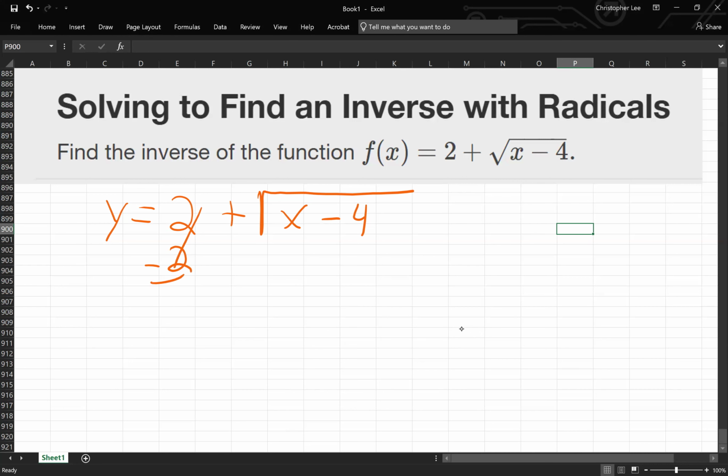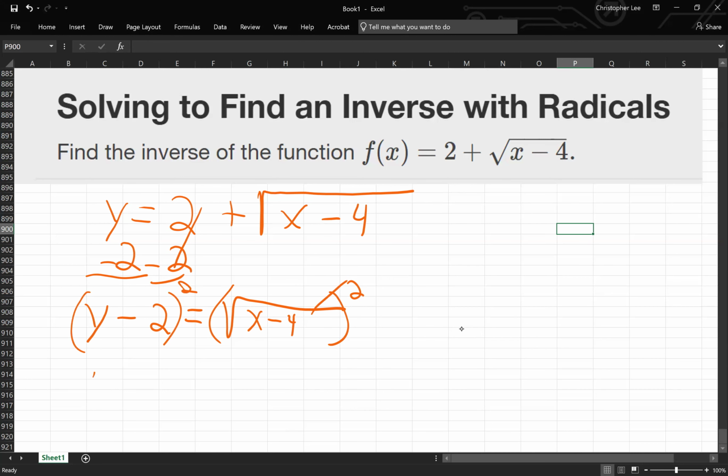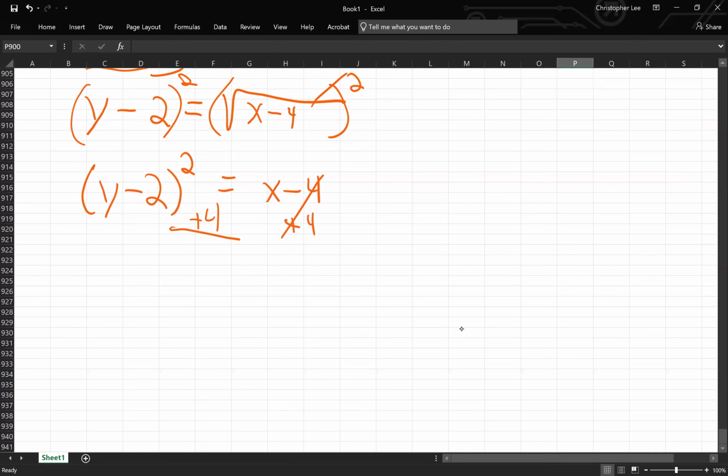So I'm going to subtract 2 from over here. What you do to one side, you do to the other. So I have y minus 2 is equal to the square root of x minus 4. I'm going to square it to get rid of the square root. So now I have (y minus 2) squared is equal to x minus 4. Then I'm going to add 4 here, but what I do to one side, I do to the other. Now let's do my swap. Instead of x, I have y, so the inverse is equal to (x minus 2) squared plus 4. So that's my inverse.